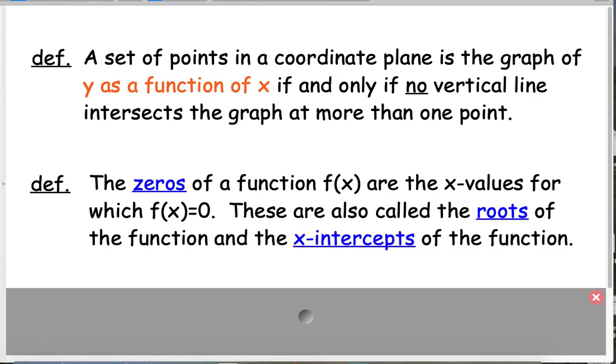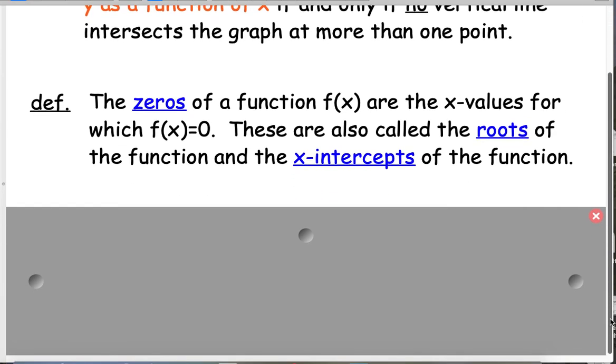Some terminology here, the zeros of a function. Those are the x values for which f of x equals 0. These are also called the roots of the function and the x-intercepts of the function. So those three terms in blue that are underlined, they all refer to the same thing. The zeros, the roots, or the x-intercepts of a function. And so the y value is 0 for all those points.